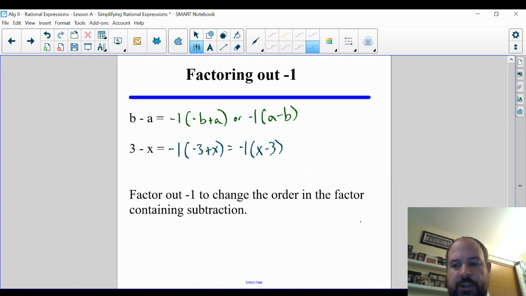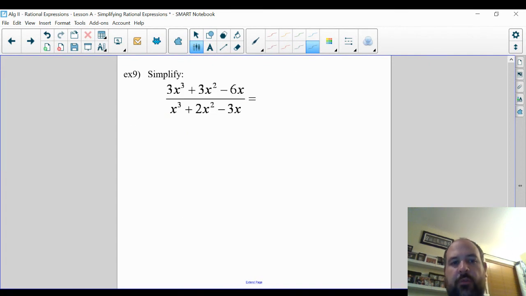All right, let's jump to our next example. So here we have a slightly more complicated example. Again, I told you, always plan on factoring completely. So if you want to pause at this point and try this one on your own, go ahead.